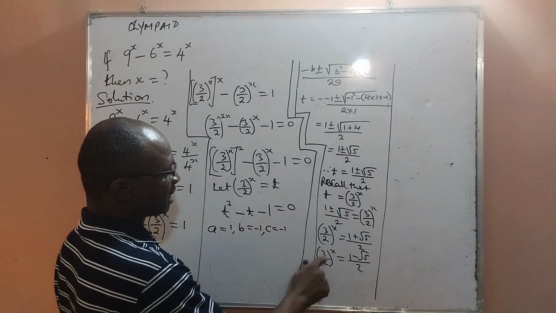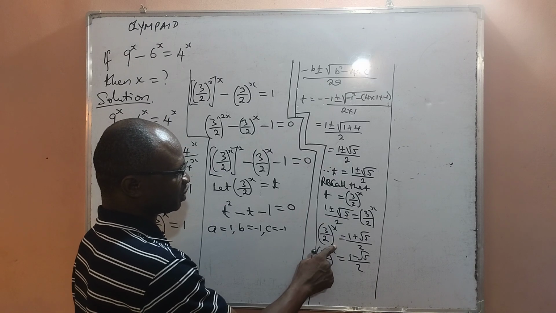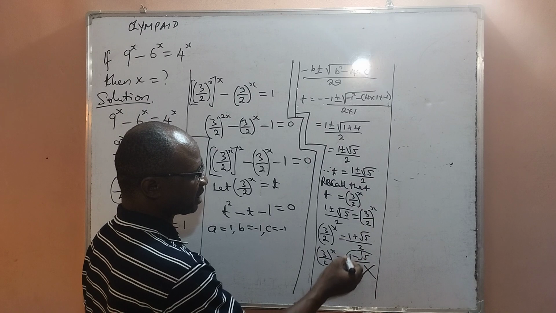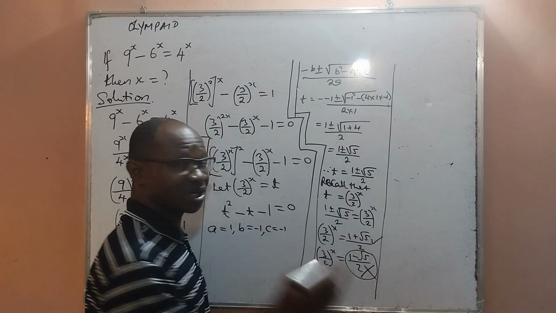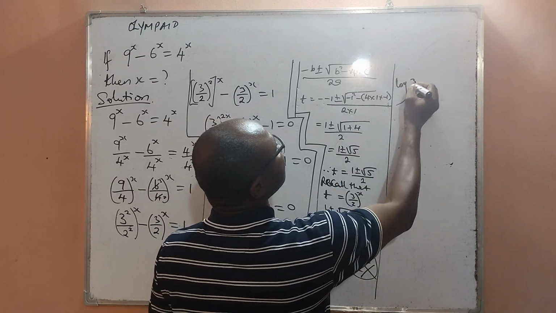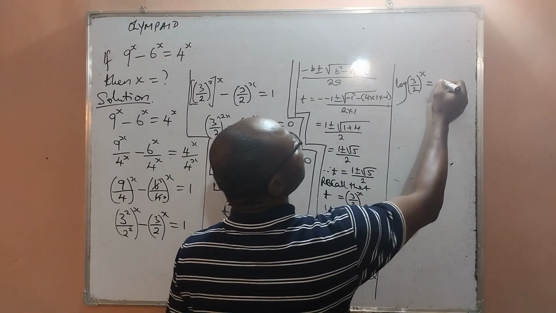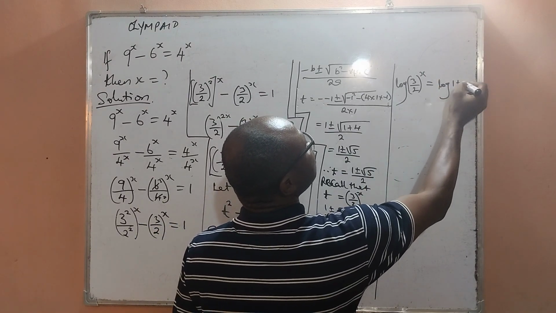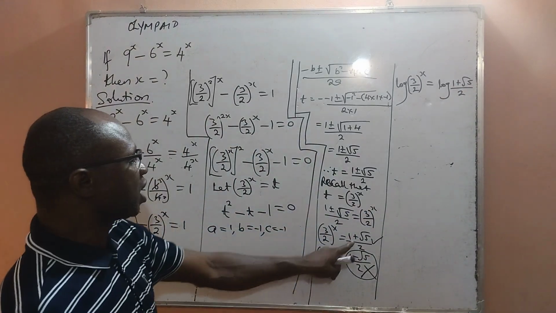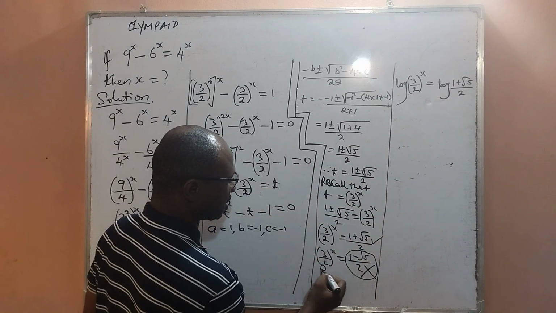But this cannot be negative, because if I have 3 over 2 raised to power x, we cannot get a negative value. So we are going to reject this particular one that will give us a negative, and then we take this, implying that I will now find the log of 3 over 2 to the power of x equal to the log of 1 plus root 5, everything divided by 2. This is what I have now. So I work on with the positive part of it, and the negative part of it is rejected.